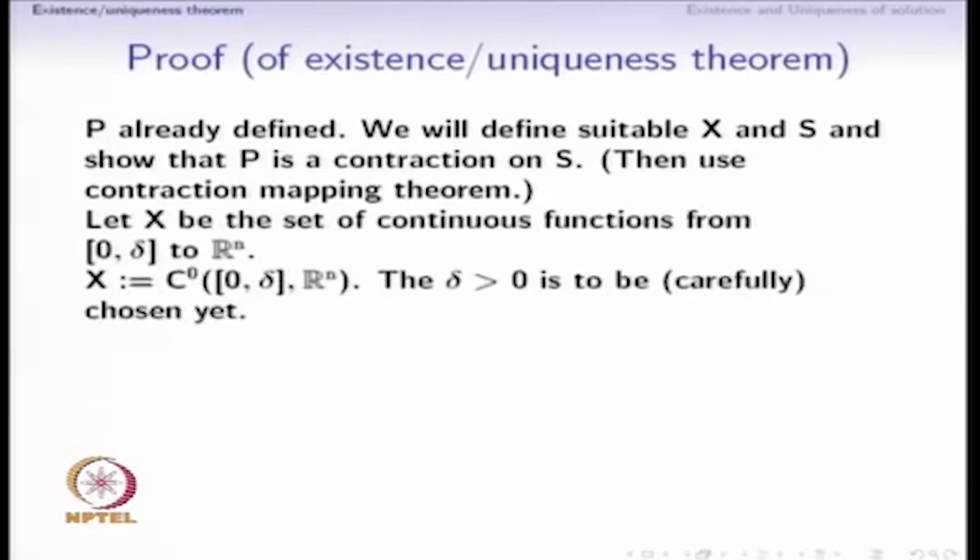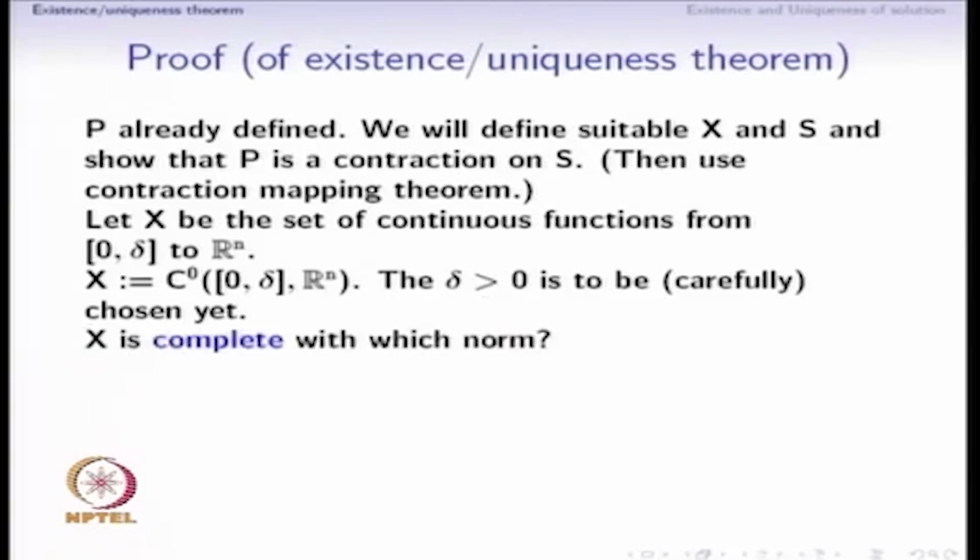So what is this X? X we will define as the set of all continuous functions from this interval 0 to delta to Rn. The notation for X is C0 from this domain to this codomain Rn. This 0 means that it is required to be just continuous. It could be differentiable, twice differentiable, that is an extra property, but we are asking for all functions that are at least continuous, and hence the 0 appears here. It is defined over the interval 0 to delta, the time duration, and that delta is to be carefully chosen yet.